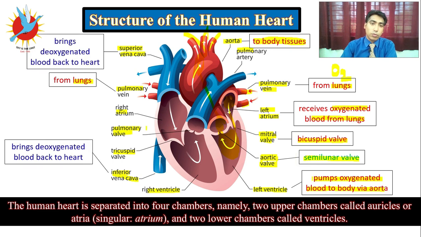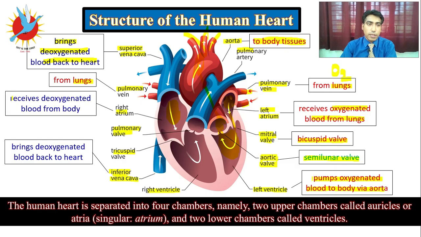Let's go to the right side of the heart. Here are the superior vena cava and inferior vena cava. These are the veins that bring the deoxygenated blood back to the heart. The superior vena cava collects the deoxygenated blood from the upper part of the body, while the inferior vena cava collects the deoxygenated blood from the lower part of the body. After collecting the blood, they pour this deoxygenated blood into the right atrium.